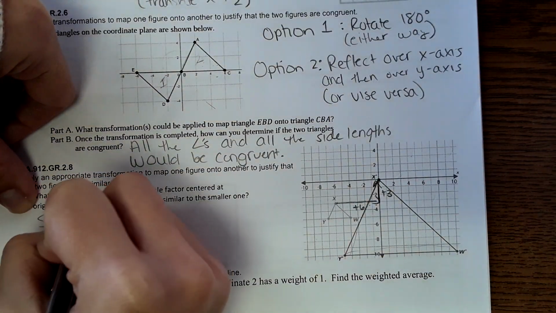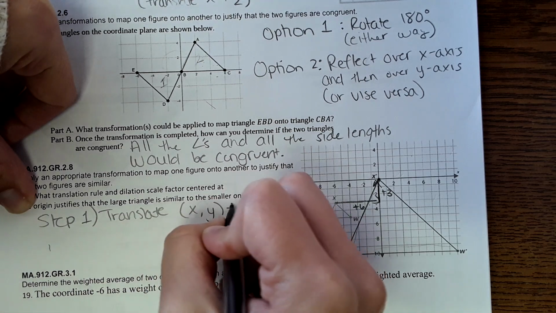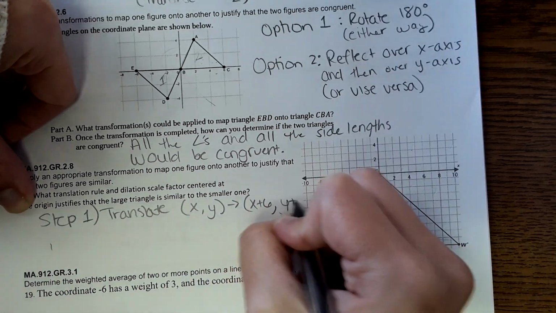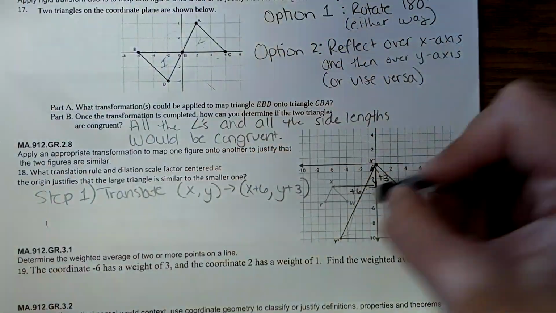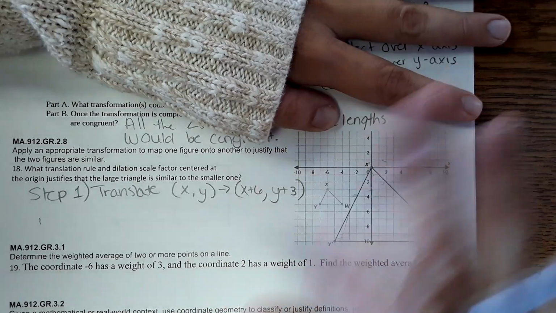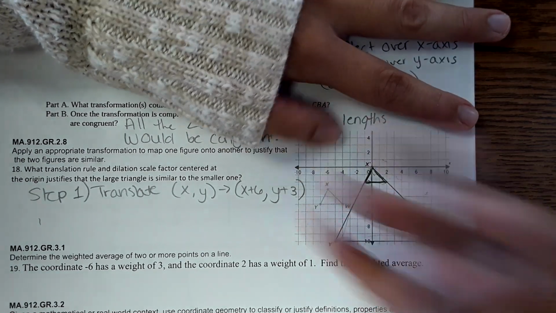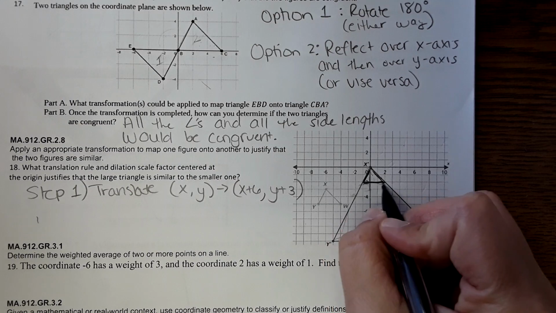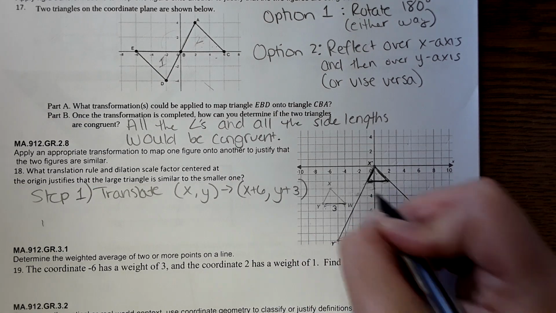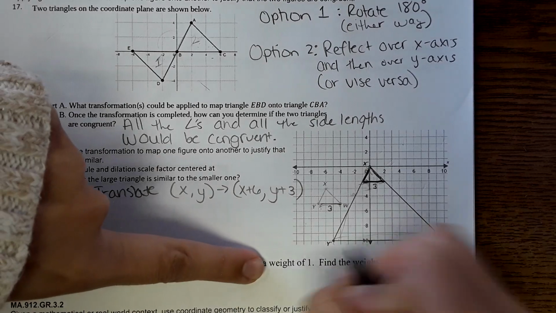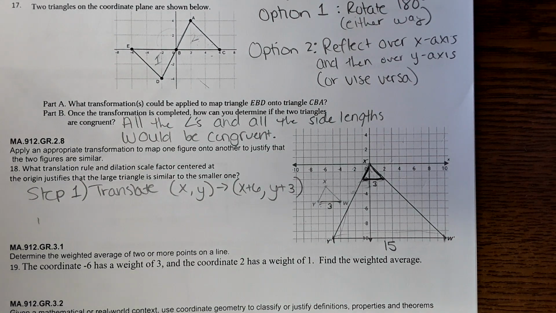So step 1. Translate x plus 6, y plus 3. And then once we have that, so this guy would be right here. Okay, so now we have to dilate it so it fits onto this thing. We want to find the scale factor. What I would do is just use one dimension of the shape, one that you can count. So here I can count this as 3 units. And then from here to here, from -5 to 10 is 15 units. So 3 to 15. So times 5 or divide by 5.